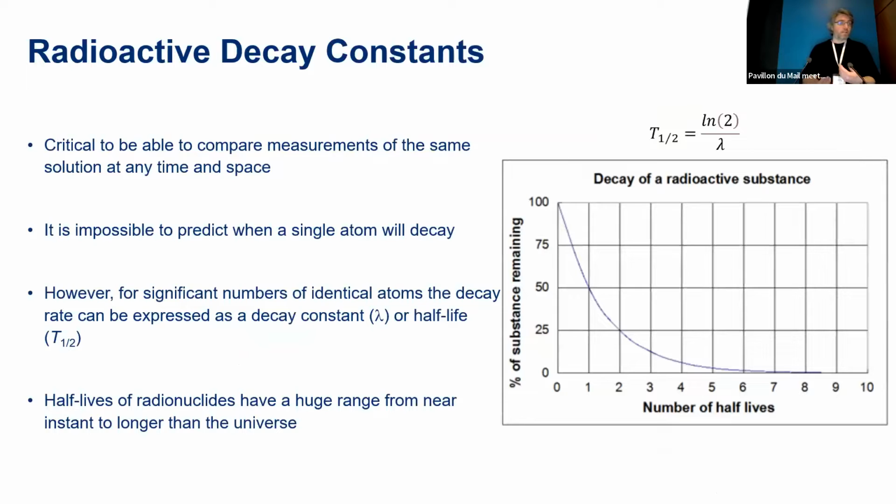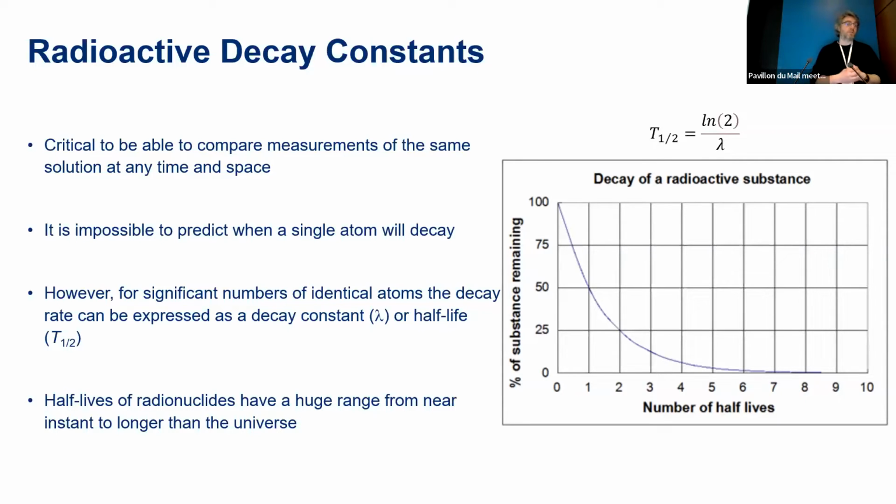Then we come to radioactive decay constants. Most people just know this as half-lives. These are critical. We need to know these. This is all about comparing standards and knowing activity. If you don't know your half-life, and your half-life isn't constant, or radioactive decay isn't constant, we wouldn't be able to compare measurements of the same solution at any time or space. And that's critical for the whole traceability process for activity.